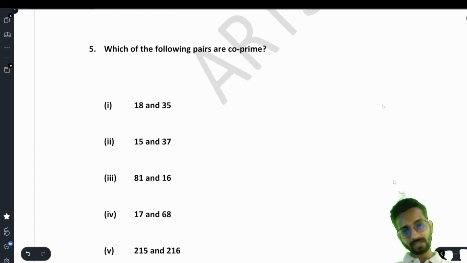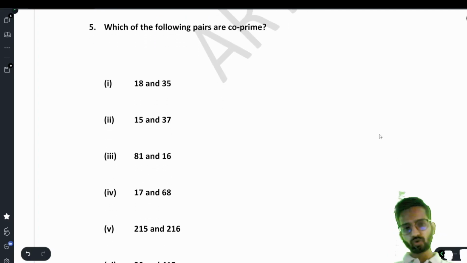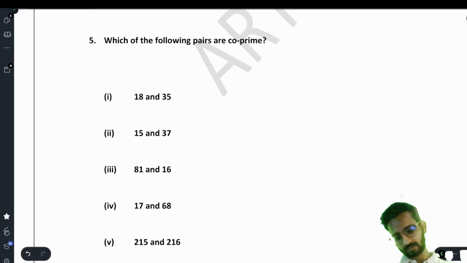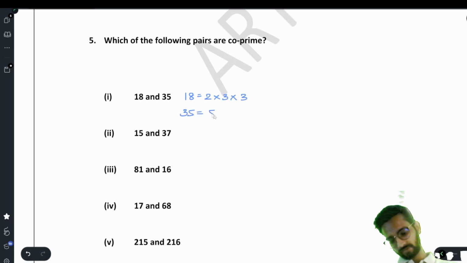Now, after that, the next question we have here is, which of the following pairs are co-prime? Okay, what are co-prime? Co-primes are those numbers which don't have any common factor other than 1. Now, we will find the factors for all. For 18, factors will be 2 into 9, 3 into 6, and 1 into 18, and for 35 you can write 5 into 7 and 1 into 35. So, they both have no common factors, only 1 is the common factor.